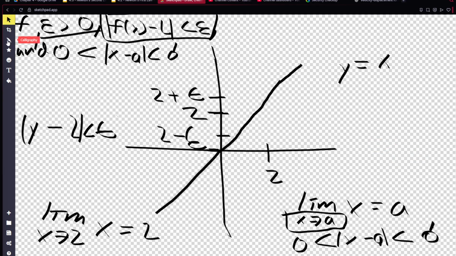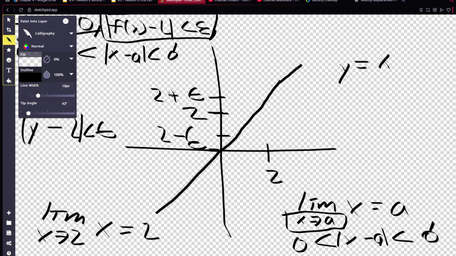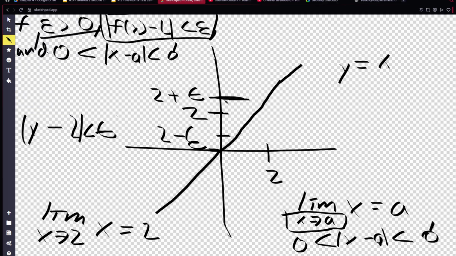So what we're going to do is extrapolate these y values out. So 2 plus epsilon means that the limit plus the epsilon value is going to correspond to right here, and 2 minus epsilon is going to correspond to right here. Now we notice that this isn't really drawn to scale because 2 is not on the y value, so it's probably going to be like right there.